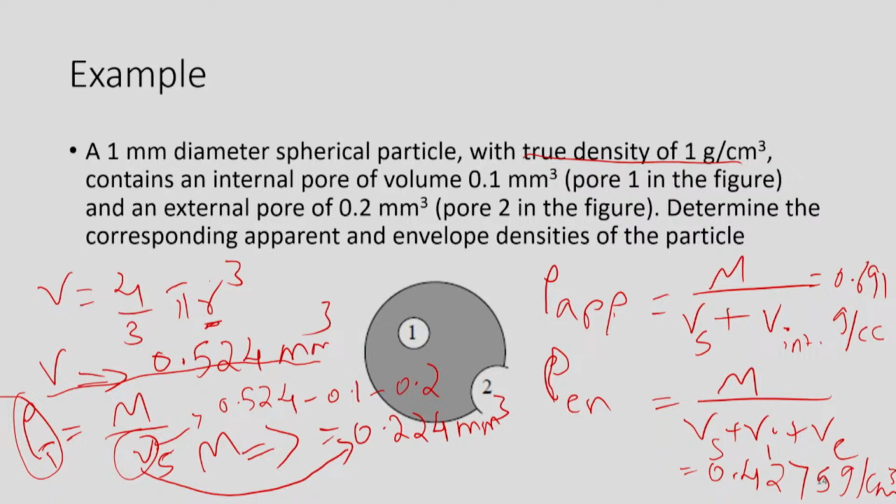Sir, 690. It's okay. You got that? I might be wrong too. You don't have to match my value. So is that clear? It's a spherical particle, so we get the volume, and then all other things are given. So you just have to calculate.